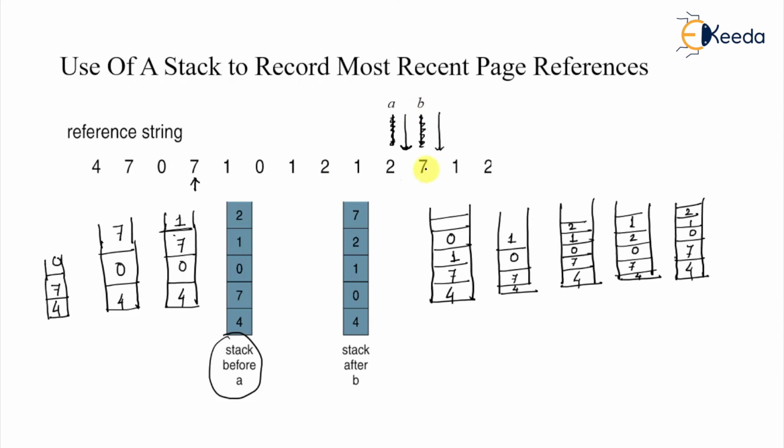Now, if 7 comes, 7 will go all the way up. The final answer will be 7 all the way up, and the rest will be 2, 1, 0, and finally 4. So 7, 2, 1, 0, and 4. These are some diagrammatic errors, where the arrows are pointing to this empty location, here or here you can say.